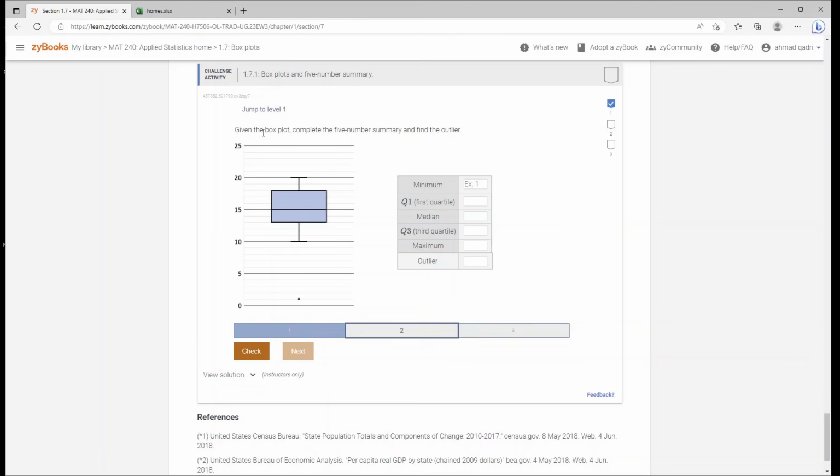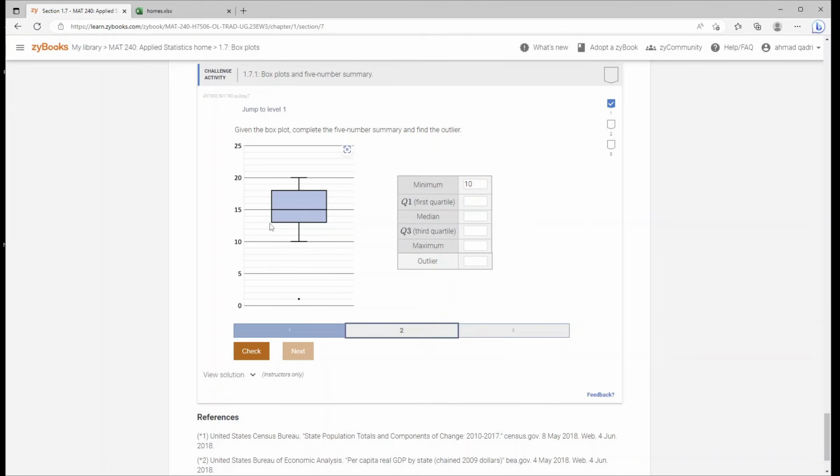Given the box plot, complete the 5-number summary and find the outlier. So here we have a box plot. We have the scale shown here. We can clearly see the outlier is here. The first question is, what is the minimum value in this box plot? The minimum value is represented here, and so therefore, it is 10.